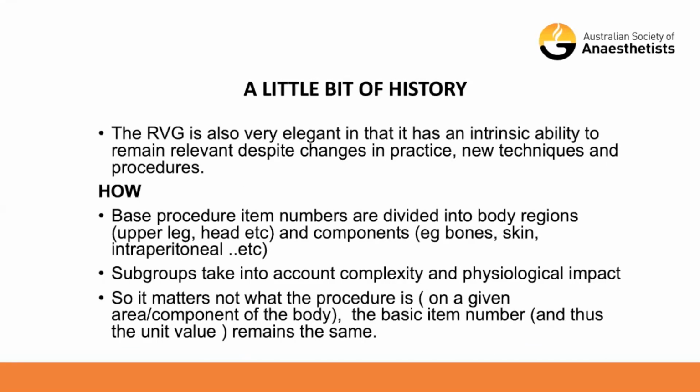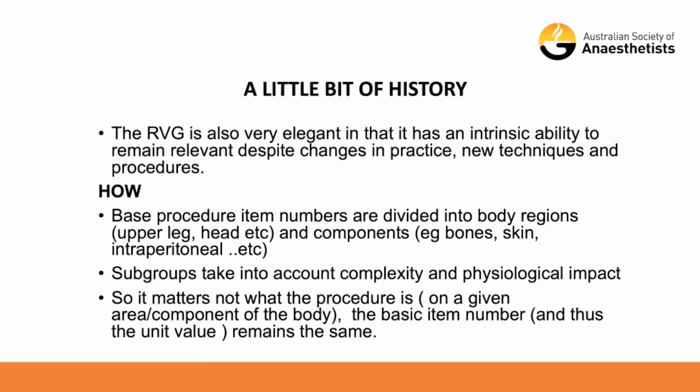So the RVG is quite elegant in that it has an intrinsic ability to remain relevant despite changes in practice, new techniques, new procedures, whatever comes along. And how does it do that? So essentially there's a base procedure item number, and it's divided into body regions such as upper leg, head, whatever, and components of those body regions, so bone, skin, intraperitoneal. And those subgroups take into account complexity and physiological impact of the surgery and anaesthetic.